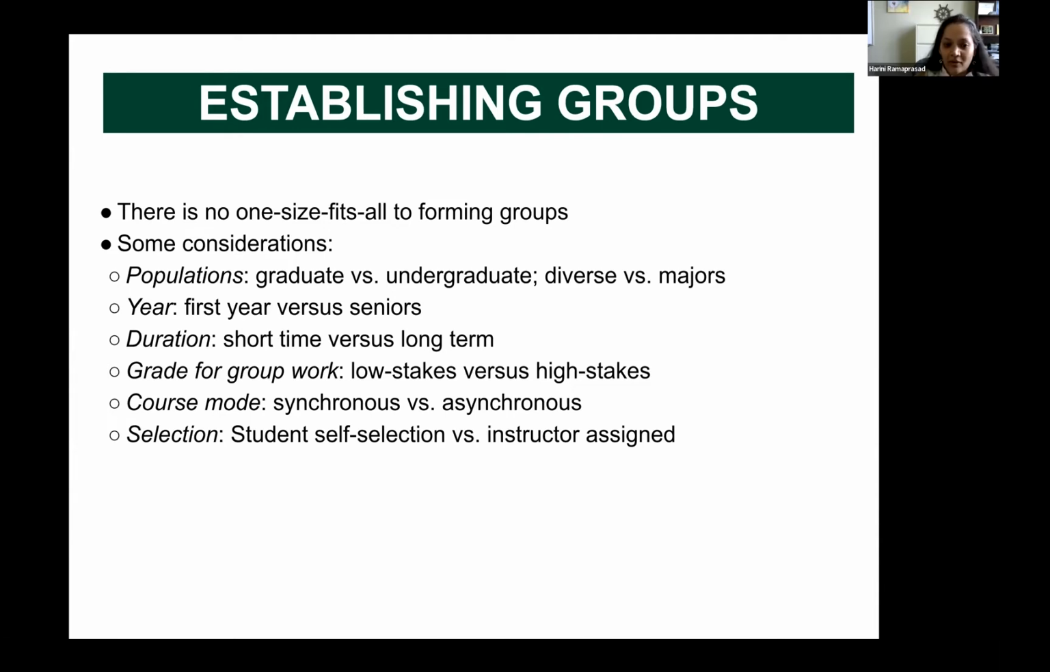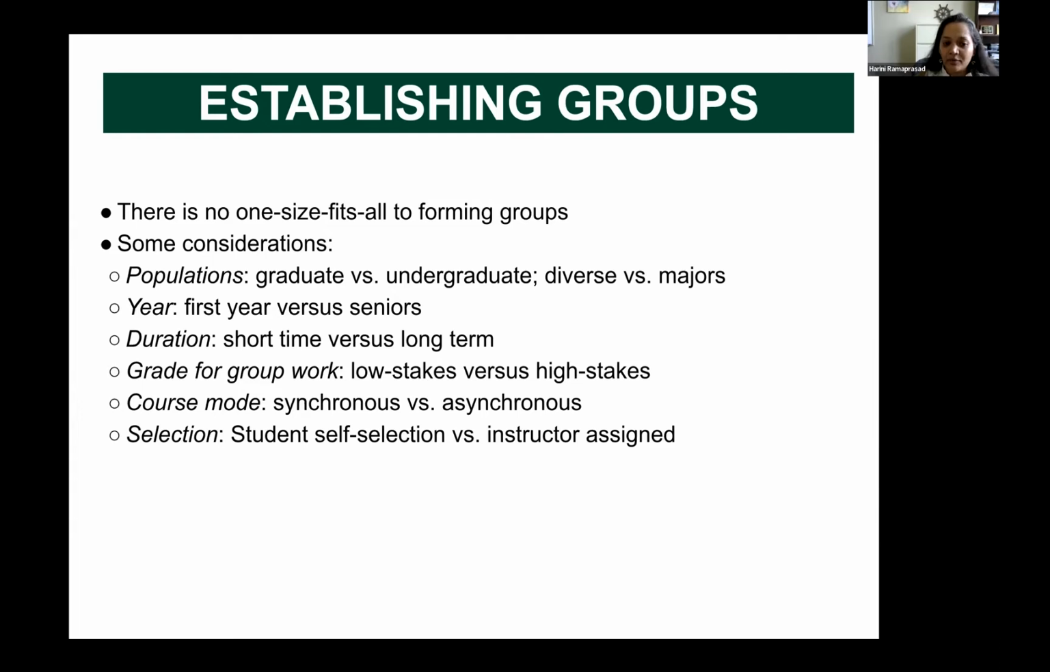One thing to think about is the target student body. Is it an undergraduate course or a graduate course? Are most or all of the students within the same major, or are they from diverse majors? Another thing is the level of students. Is it a first-year class, or is it an upper division, like junior or senior class, or a graduate class? Another important thing to think about is the duration for the groups themselves. Are they short-term groups that will be changed maybe every week or two, or are they long-term groups that students will stay in for the entire semester?